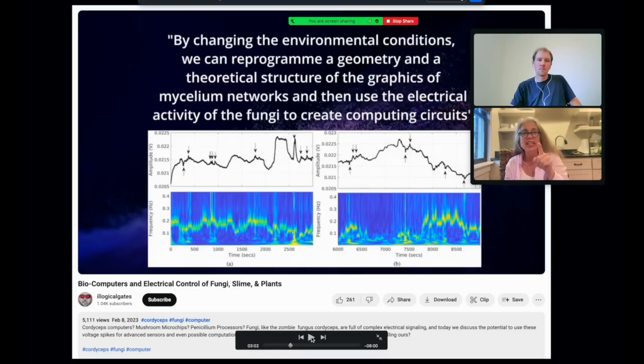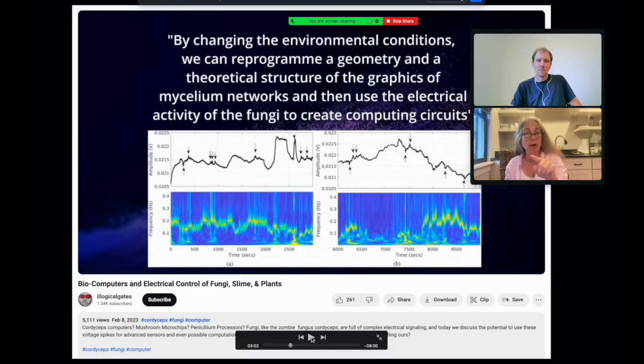By changing the environmental conditions, we can reprogram a geometry and a theoretical structure of the graphics of mycelium networks, and then use the electrical activity of the fungi to create computing circuits. And so I'm looking at reprogramming a geometry within the crystalline stuff.